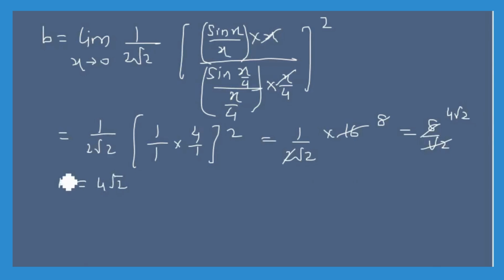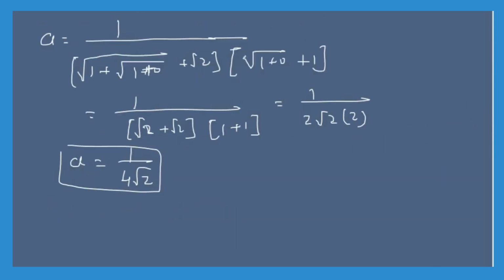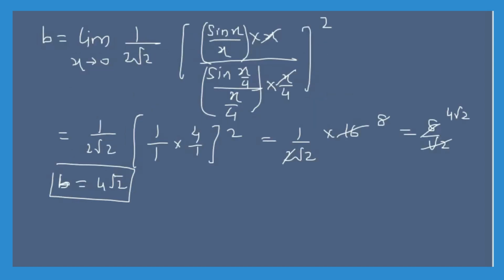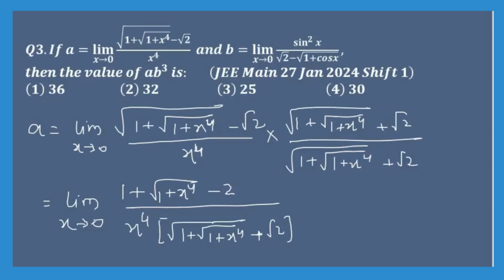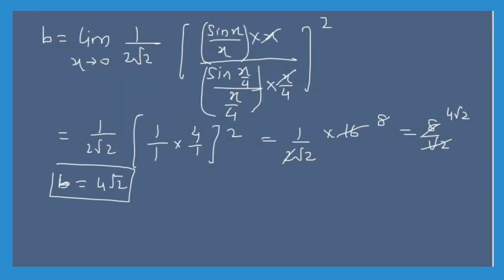What do we have to find? We have found 4 root 2. What is a? A is 1 by 4 root 2 and b is 4 root 2. So we have to find ab cube. We'll just calculate these two things and put the values here. So a is 1 by 4 root 2 and b cubed, that is 4 root 2 the whole cube.